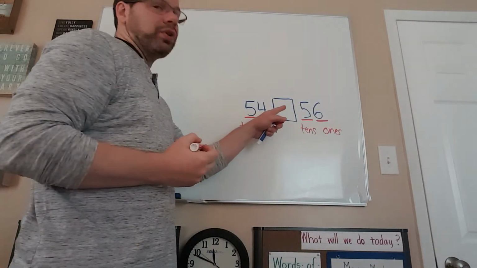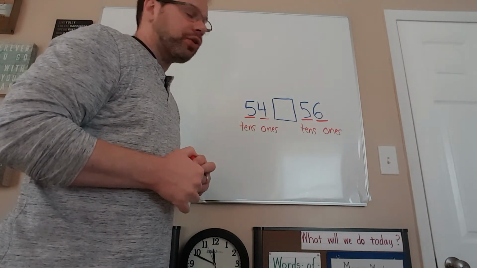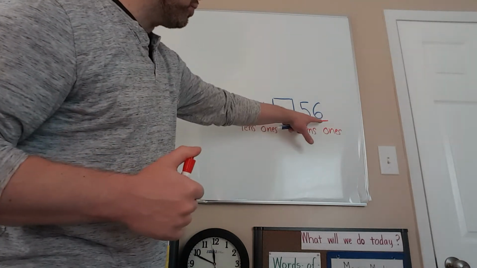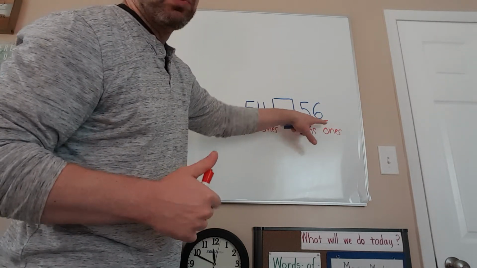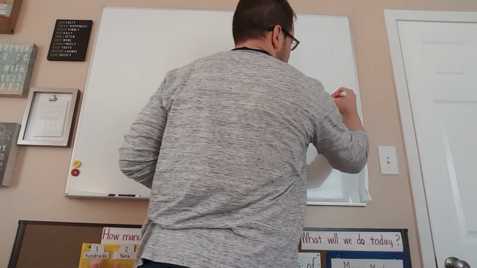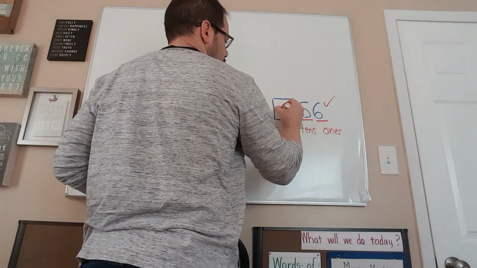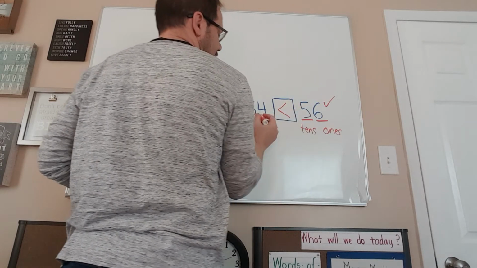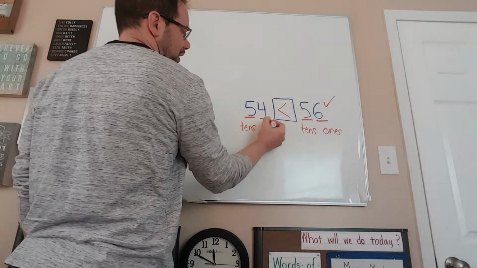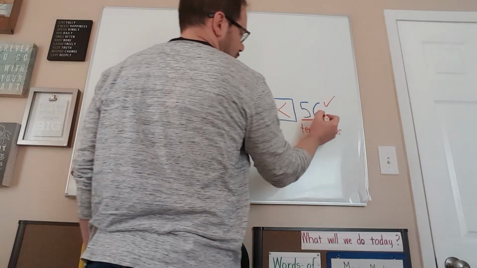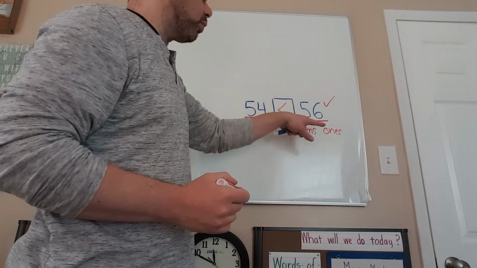Okay, we're looking for the number that is greater than the other number. So in this case, they both have the same amount of tens, but this one has more ones. So this one right here is the greater one. So we could say, if we look at this equation, 54 is less than 56. Okay, we start from here and we read this way.